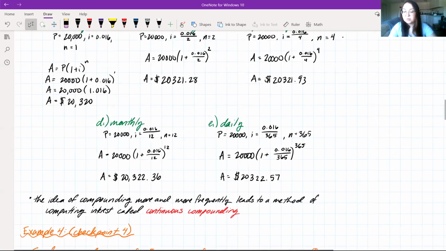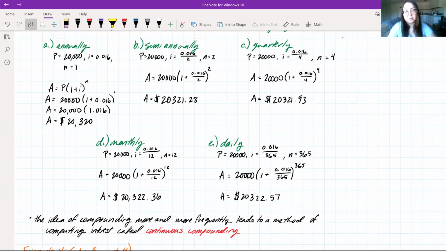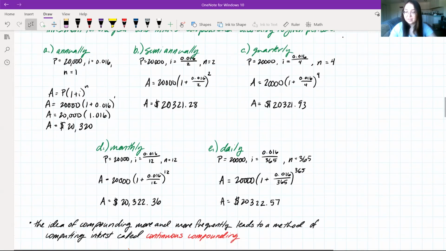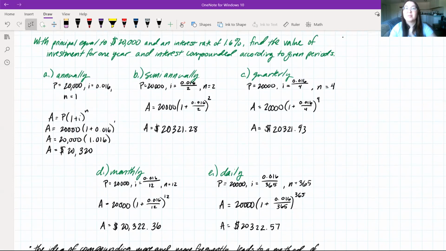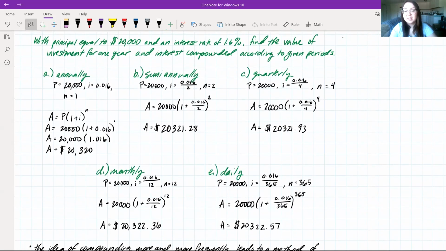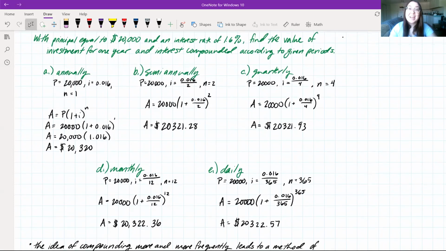All right, so if we compound daily as opposed to annually for just 1 year, we see that our end result, if we compound daily, will get us an additional $2.57 by the end of our time. So we see that compounding more often in a certain period will give us more money in the end. Maybe not that much more, but still more.